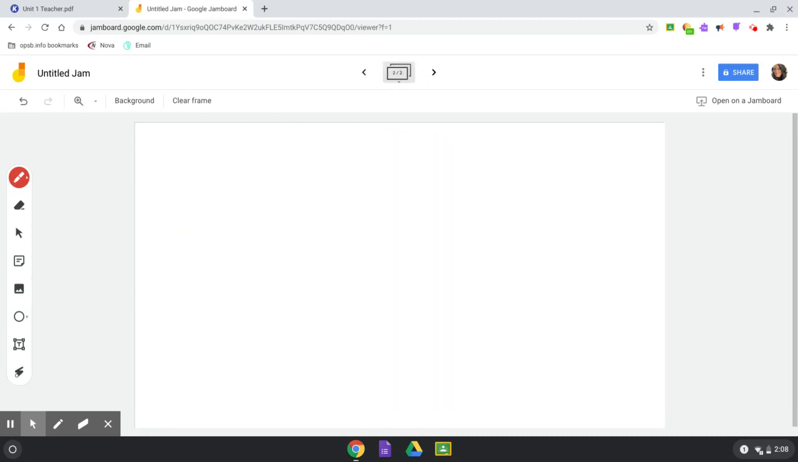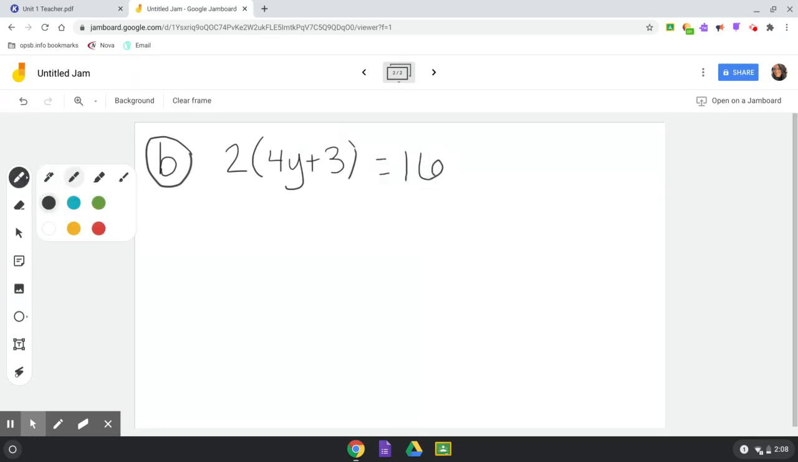All right, B. Let me change back to black and write B. B is 2 times the quantity 4y plus 3 equals 16. Now, the first thing you need to do is distribute. Anytime you see parentheses, you need to distribute. 2 times 4y is 8y. 2 times positive 3 is positive 6, equals 16. Now this just becomes a simple two-step equation.